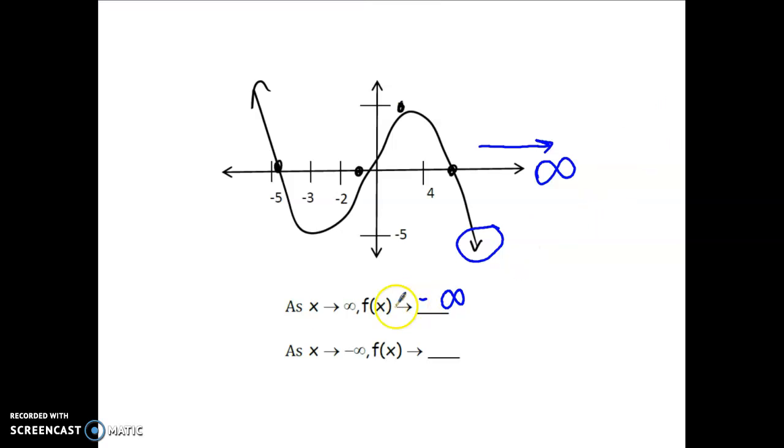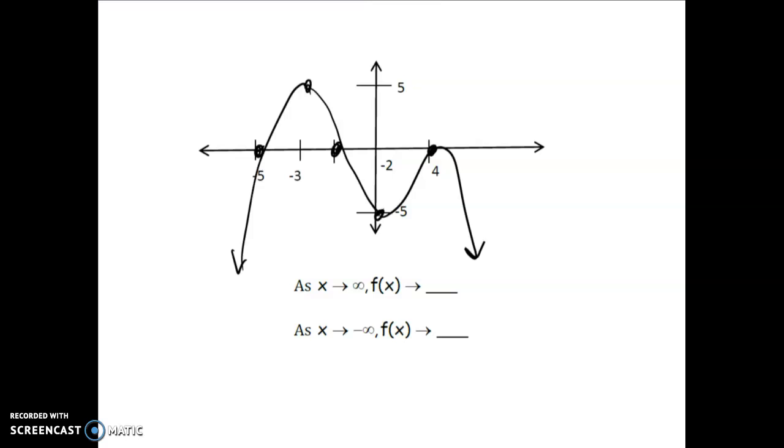Okay, so the second one, as x approaches negative infinity. So negative infinity on the x-axis is to the left. So we're asking, what is the graph doing as it goes to the left? Well, look at it. This time it's going up. And as it goes up forever, the y value that it is going to be approaching is positive infinity. Notice it doesn't ever say it reaches it. It just says it is approaching.